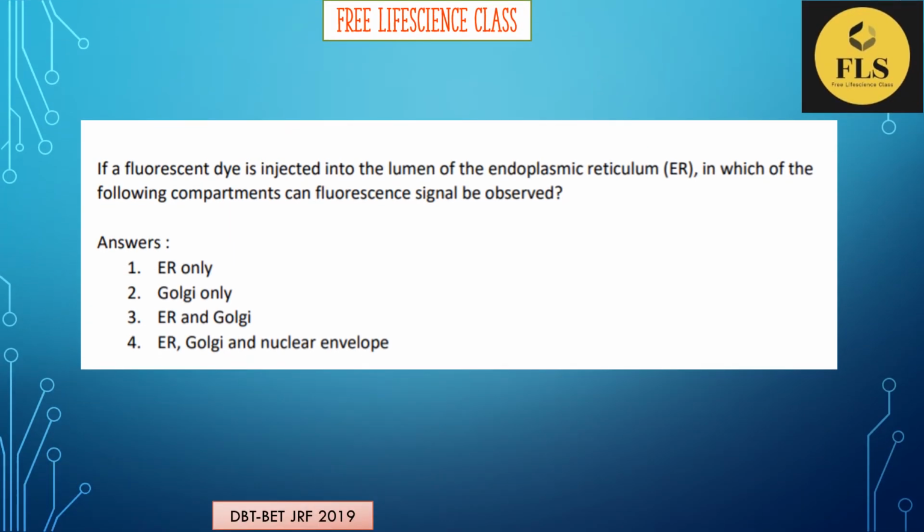And the next question is, if a fluorescent dye is injected into the lumen of the endoplasmic reticulum, in which of the following compartments can the fluorescent signal be observed? Options are endoplasmic reticulum only, option 2, Golgi apparatus only, option 3, endoplasmic reticulum and Golgi apparatus, option 4, endoplasmic reticulum, Golgi and nuclear envelope. So the answer for this question is option 4.